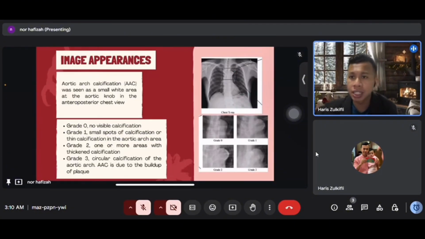Now we'll see the image appearance. As you can see, the aortic arch calcification is seen as a small white area at the aortic knob in the anteroposterior chest view. It is divided into four types. The first one is grade 0, which is no visible calcification. The second one is grade 1, which is a small spot of calcification or thin calcification in the aortic arch area. The third one is grade 2, which is one or more areas with thickened calcification. And grade 3 is a circular calcification of the aortic arch, which is AAC, due to the buildup of the plaque.